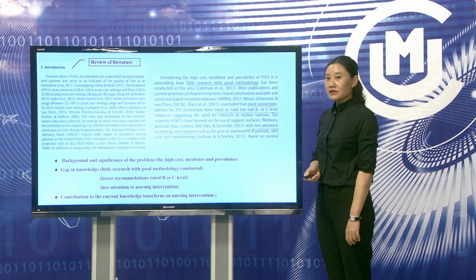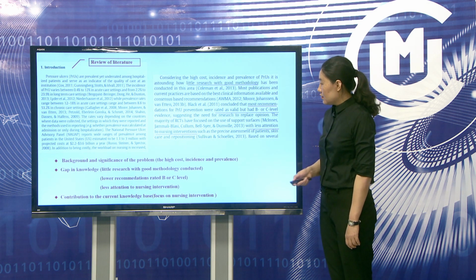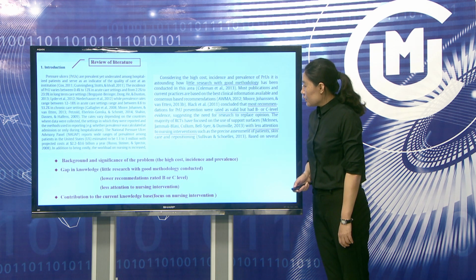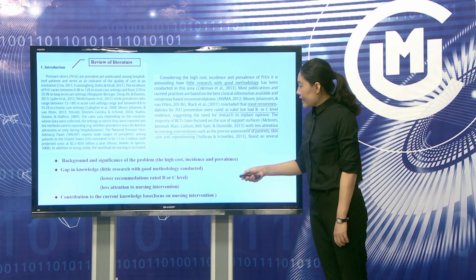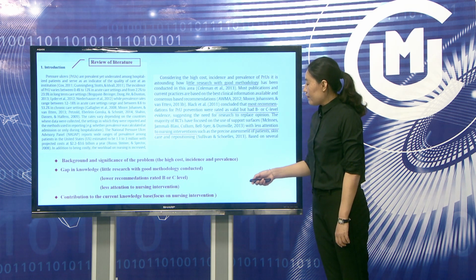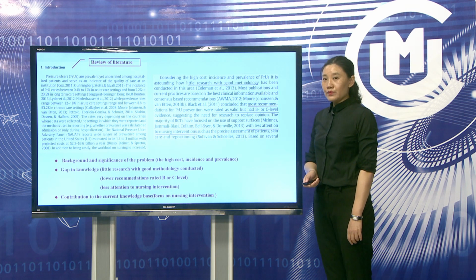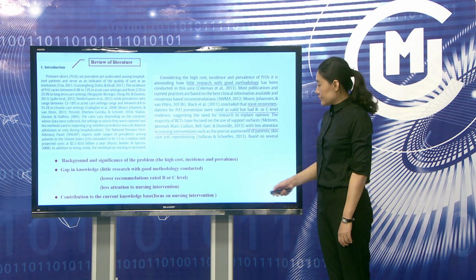Then the gap in knowledge was indicated. Little research with good methodology was conducted, and lower recommendations were rated B or C level. Less attention to nursing intervention was given, followed by the contribution of the study to the current knowledge base, giving more attention to nursing intervention.